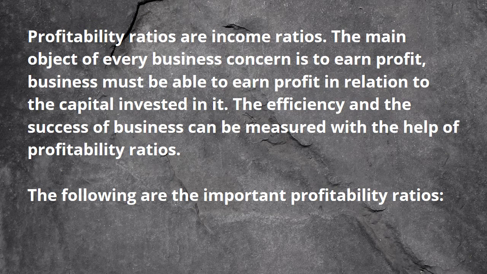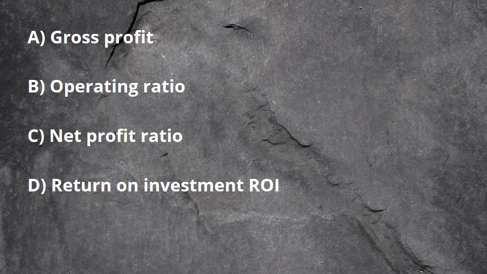Let us move on to profitability ratios. Overall, there are 4 ratios, and these are those ratios which are in your syllabus. A number, it is gross profit ratio. B number, it is operating ratio. C number, it is net profit ratio. D number, it is return on investment, ROI. And again, listen, A number, it is gross profit ratio.